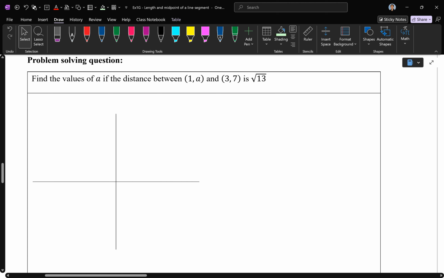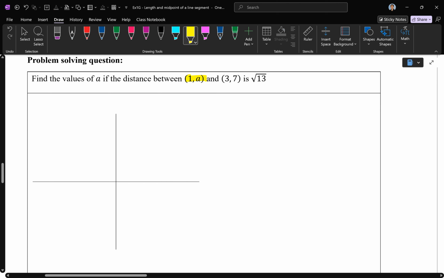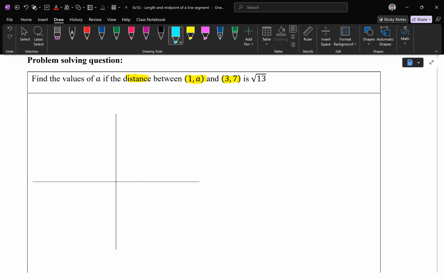You've got the two formulas I gave to you. They're giving you two points, (1, a) and (3, 7). They tell you that the distance between those two points is root 13. What do they want? What must a be to make sure that you have a distance of root 13? Anyone have an idea of the first step? Have a think. What are we going to do?